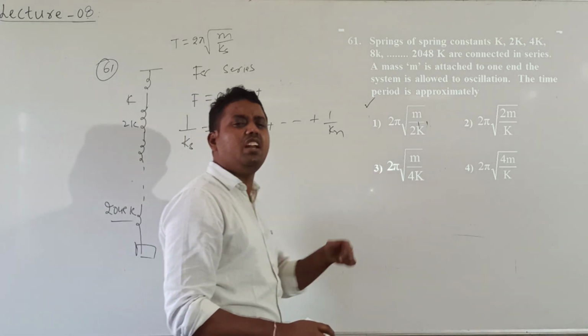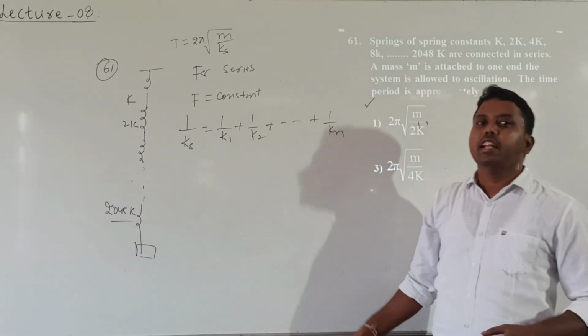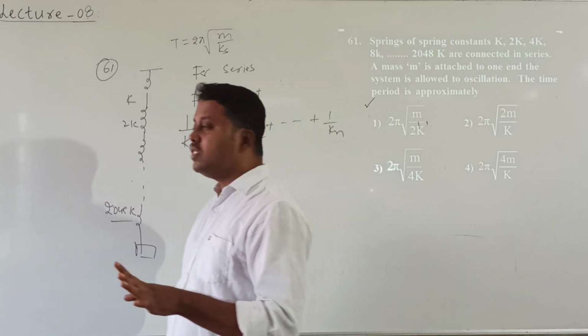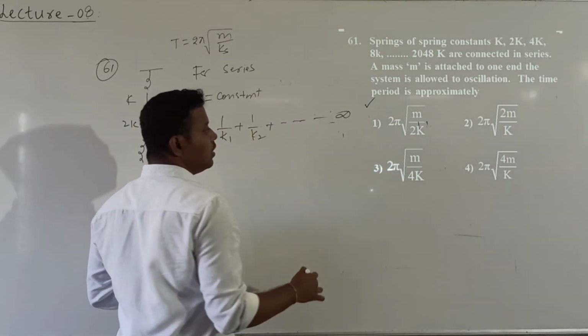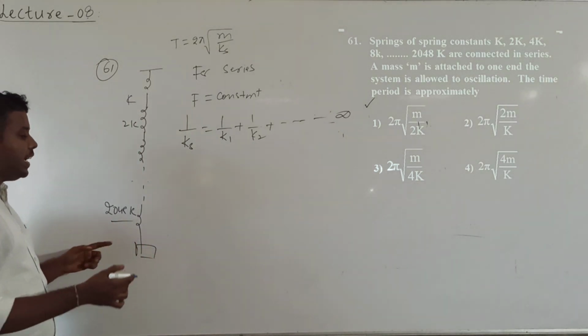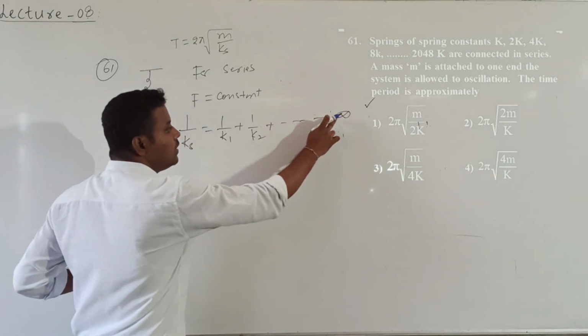2048 is very large. So when this value is very large, I can take it as infinitely large. So I can take the extension up to infinity like this. Though it is not given as infinity, this 2048 is a very large number. I have taken it as up to infinity.